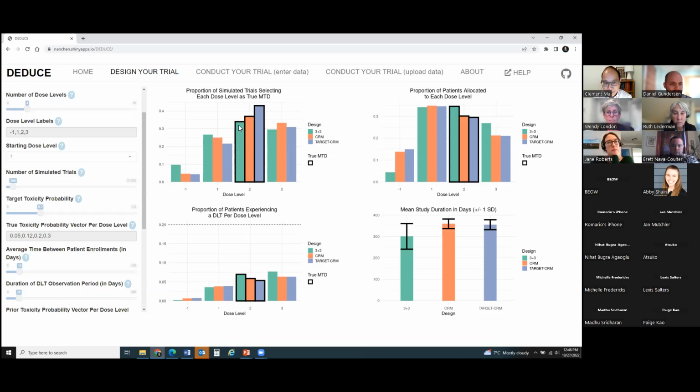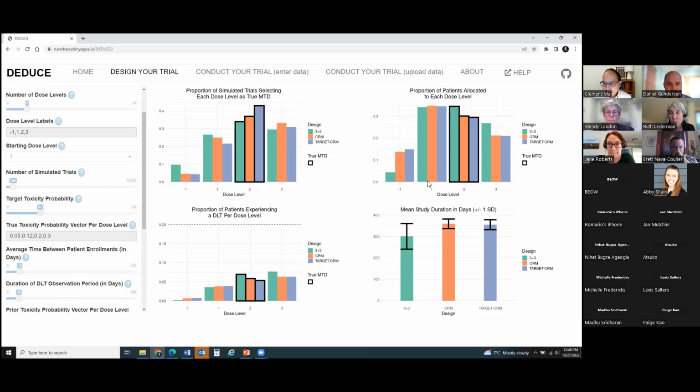So the higher the bar, the better for this dose. You can see that the 3+3 design is able to identify the true MTD about 34% of the time, whereas the TARGET-CRM design is better. It has a higher accuracy, maybe 43% of the time. So there may be some benefit to picking the TARGET-CRM in this case.